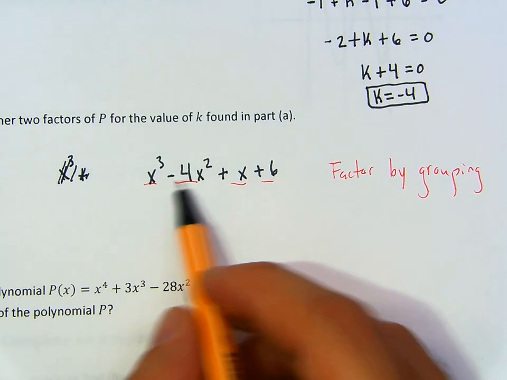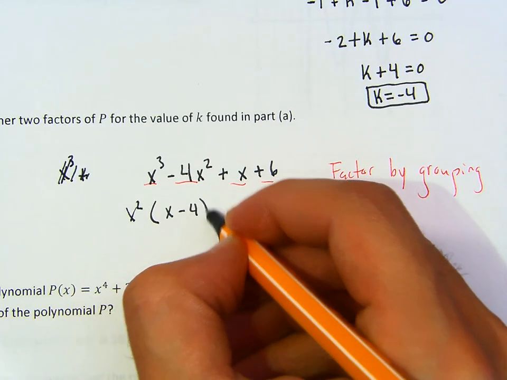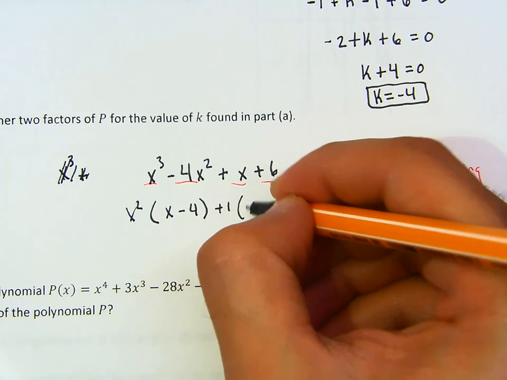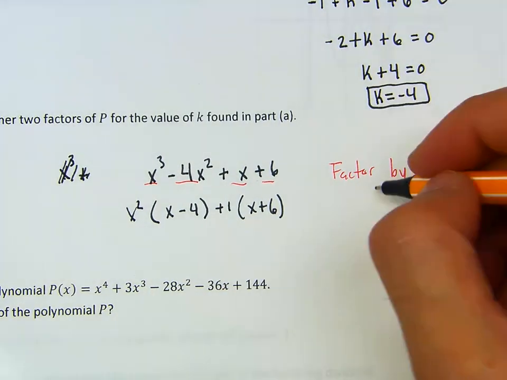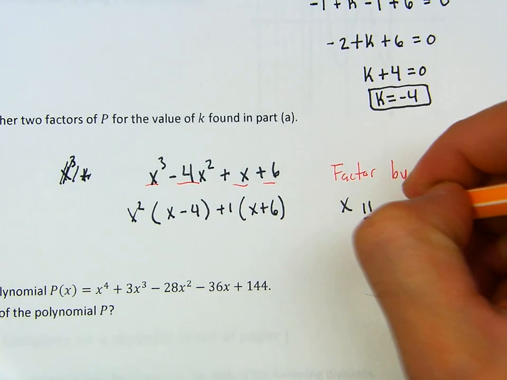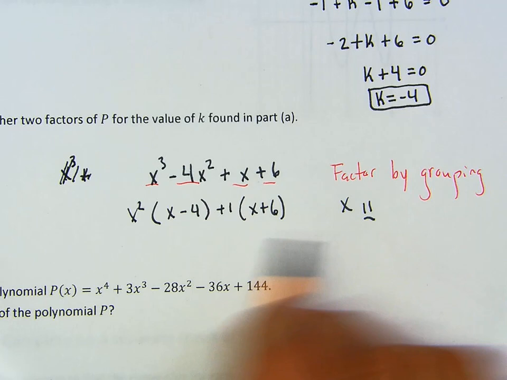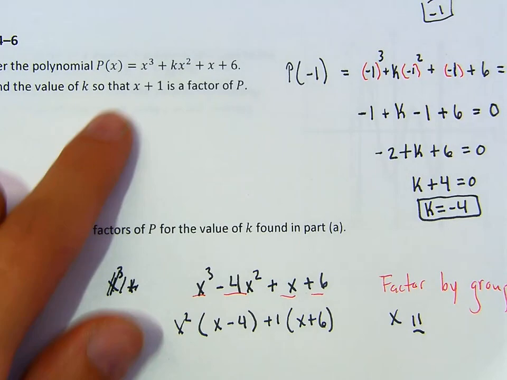What's the greatest common factor of this? It's x squared, and this is x minus 4. And then what's the greatest common factor of this? This is plus 1. Oh, it doesn't work. This doesn't work. Very sad face. So how do you actually find out how to do it? Notice that you have to think about this over here.